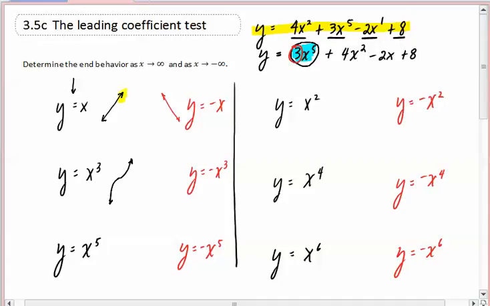I want you to notice, as we go to the right, the graph goes up. As we go to the left, the end behavior goes down, down, down. Same thing here. As we go to the right, the height goes up, up, up. As we go to the left on the graph, the height goes down, down, down. Let's take a look at this last one here. This one would just be a little bit flatter, kind of in the middle there, but the end behavior would do the same thing. All right?